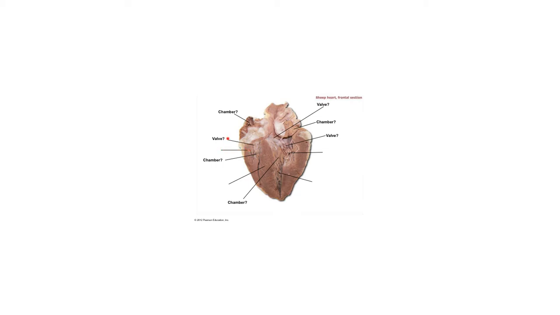And then we came back up, and then we see this valve. This is pointing to the valve between this chamber and this chamber. And there are cords. The chordae tendineae are attached to it, which would make this the AV valve on the right side. So this is the tricuspid valve. And then we continue up. The last one is pointing to this upper chamber. This is the right side of the heart. This is the right atrium.